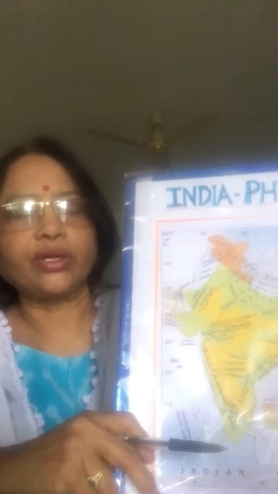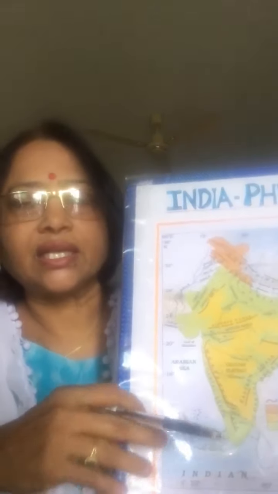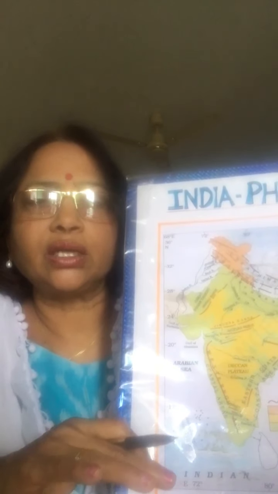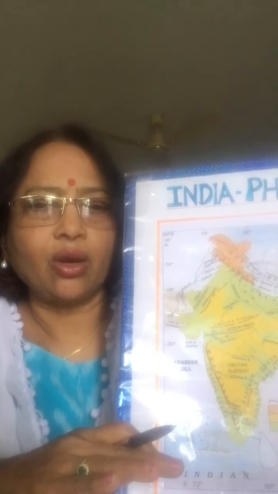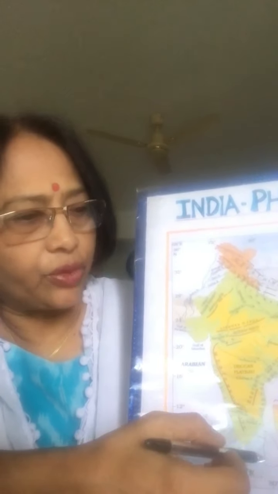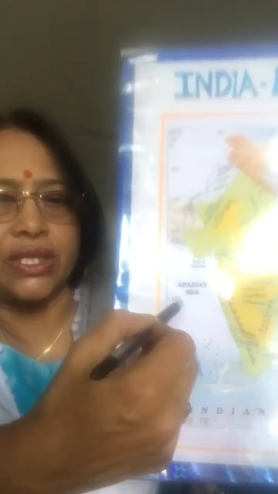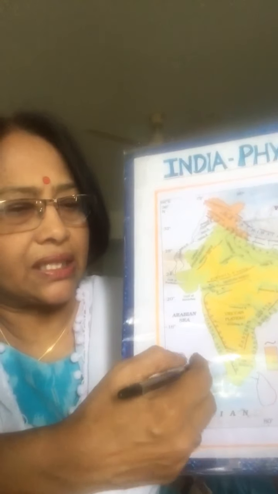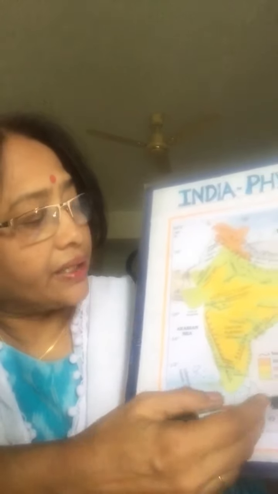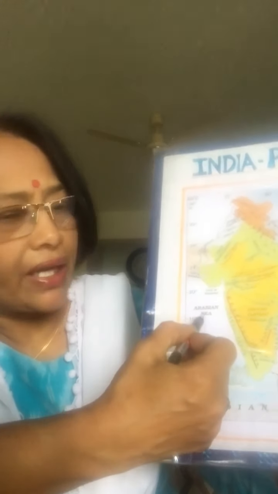Now, next what we are going to see is the sea. What is a sea? Any water body which is smaller than an ocean is referred to as a sea. All of you know that we have the Arabian Sea here. Do you see here? Arabian Sea, and we also have the Lakshadweep Sea, and here we have the Andaman Sea. So these are the seas which are surrounding India.